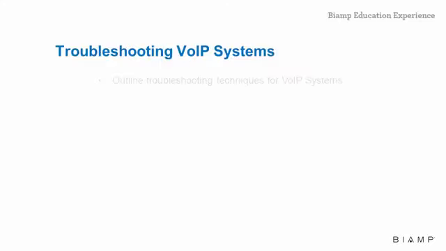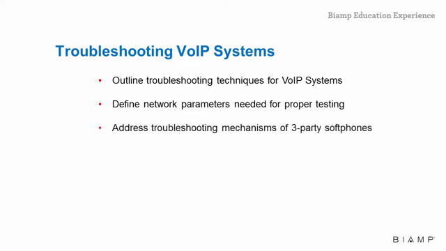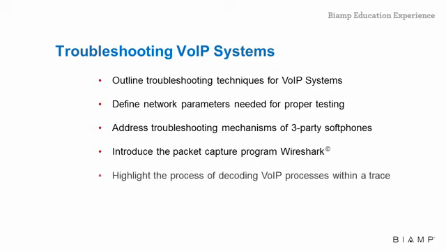In this lesson, we'll outline techniques that can be used for troubleshooting VoIP systems with interoperability issues. We'll define the network setups that are required to do effective troubleshooting. We'll address troubleshooting mechanisms available in third-party soft phones. We'll make the introduction of arguably the most powerful VoIP troubleshooting tool, Wireshark. And we will outline the process of decoding a Wireshark trace.